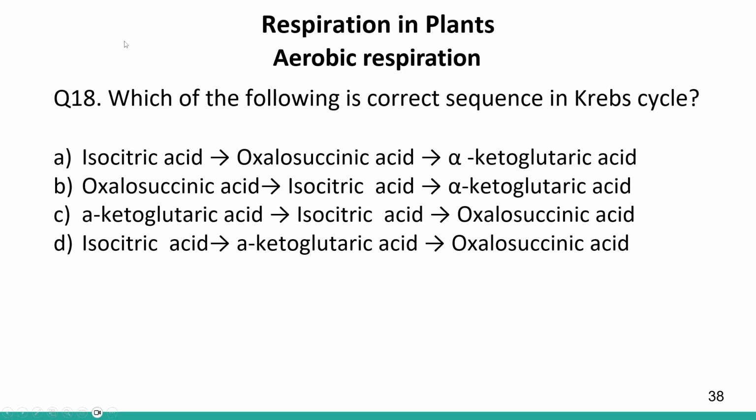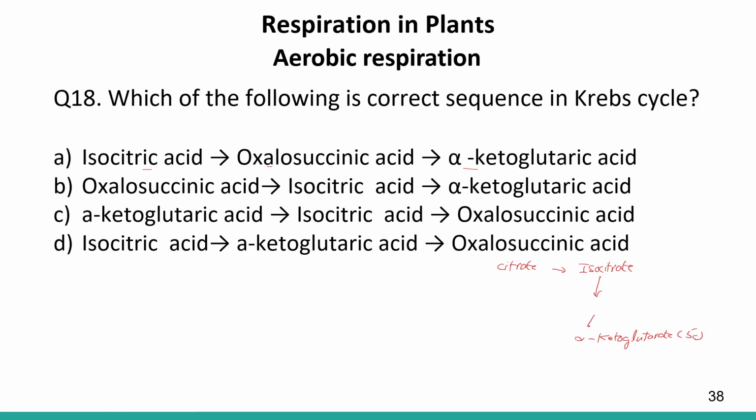Now coming to the next question, which of the following is the correct sequence in the Krebs cycle? First option is isocitrate is converted into oxalosuccinic acid and then to alpha ketoglutaric acid. So now let's talk about the Krebs cycle. Citrate is first converted into isocitrate with the help of the enzyme aconitase. Isocitrate is further converted into alpha ketoglutarate. Finally, alpha ketoglutarate is formed, which is a 5-carbon compound.